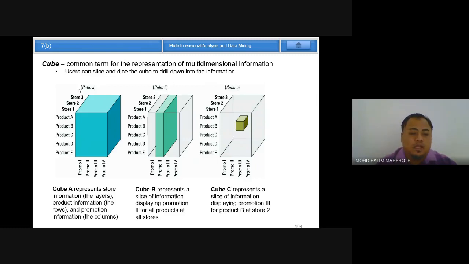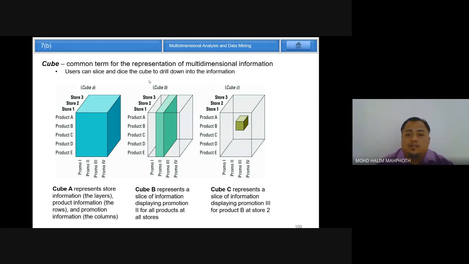Store dimension, product dimension, and promo dimension. These are numbers of what we can state in the database. This is a list of products that you offer, this is the list of stores where you sell your products, and this is the number of types of promos by your company.